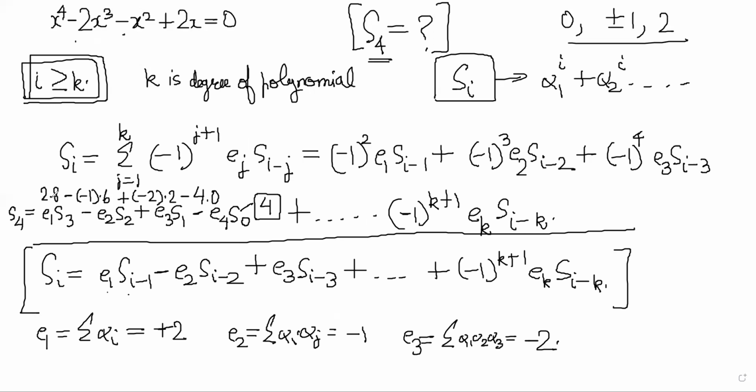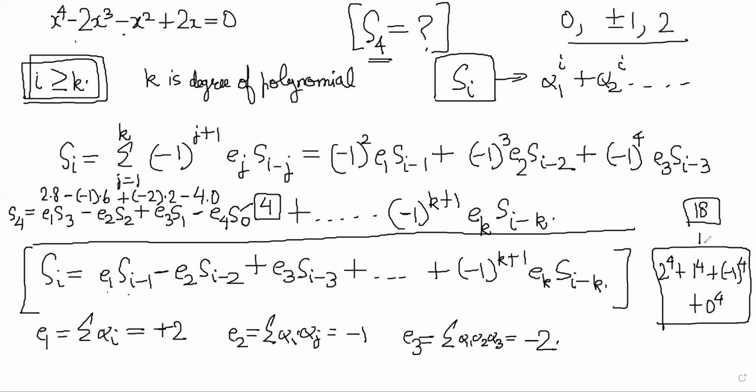So let's see what the calculation comes out to be. 16 plus 6, 22 minus 4. So 18, right? We are getting 18 here. And you will realize that that is 2 power 4 plus 1 power 4 plus minus 1 power 4 plus 0 power 4. That is also 18. So we have validated this formula for a biquadratic equation and S4, right?